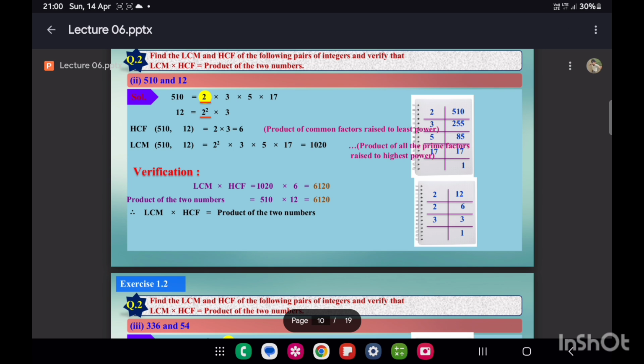The first question is 6, 10 and 12. So 6 and 10 can be divisible by two numbers, that is 2 and itself. The smallest number is 2, we have to take that one.